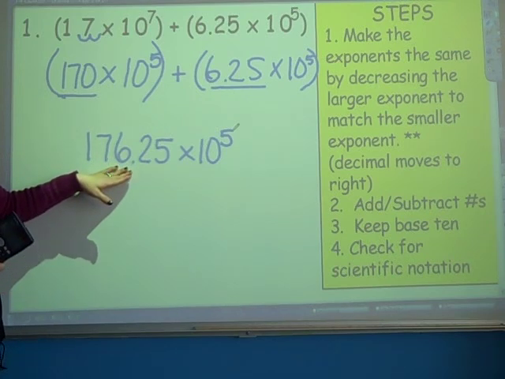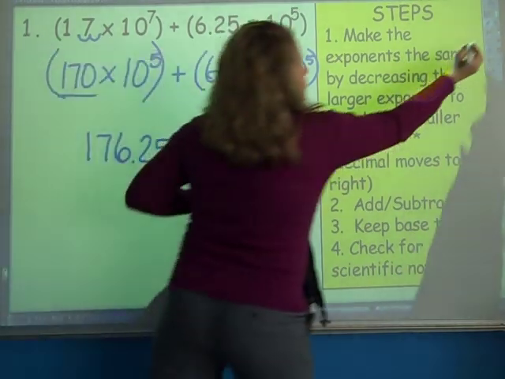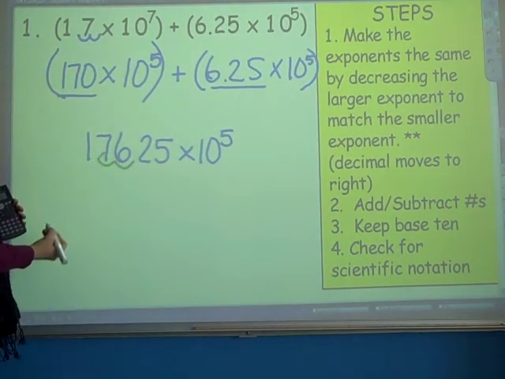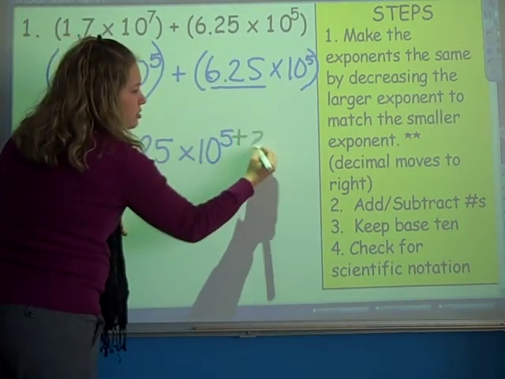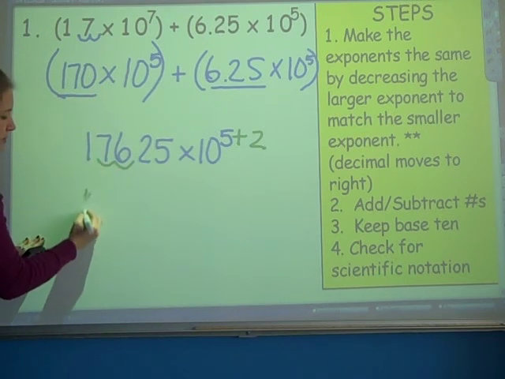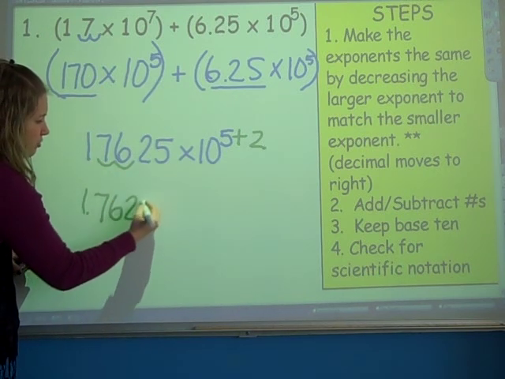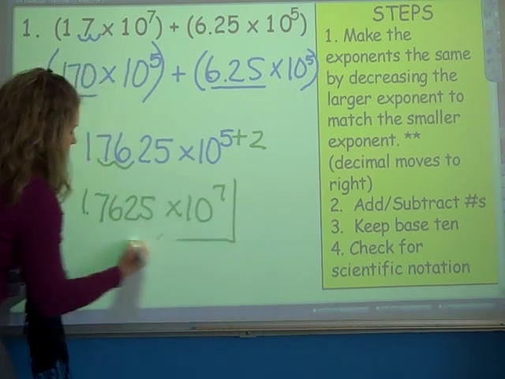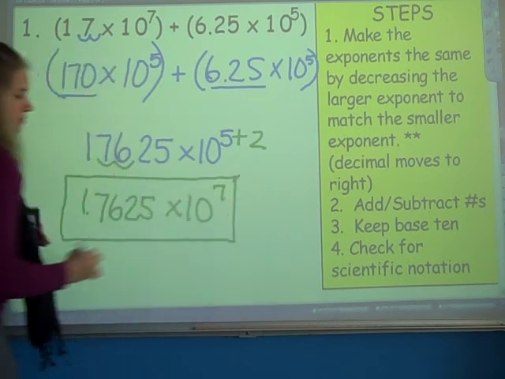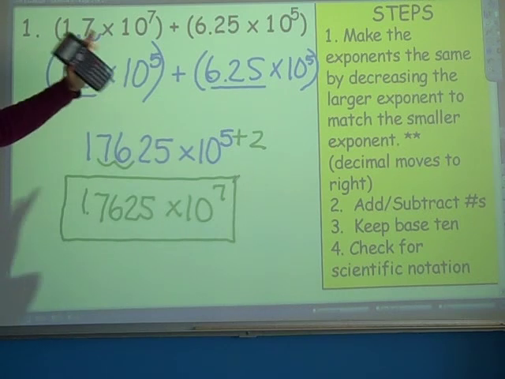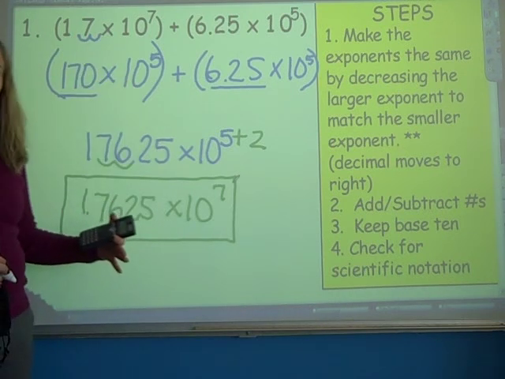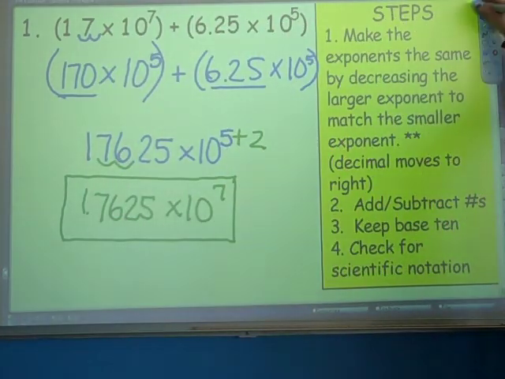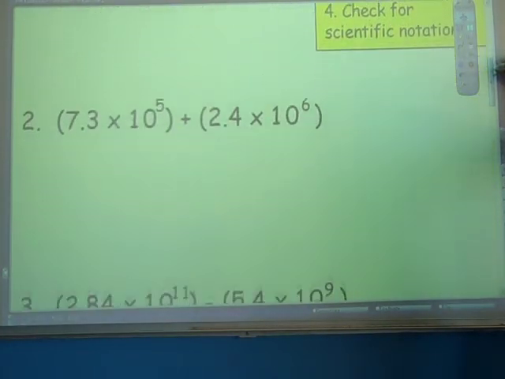This is not. So what we have to do, let me grab a different color so it's easier to see. We need to move this 2 places this way, so that means we're going to add 2, because we're going back to the left. It becomes 1.7625 times 10 to the 7th. So make sure you've written down all those steps. It is difficult. We will do many of these in class practice. Let's do one more, and then that'll be it for today.